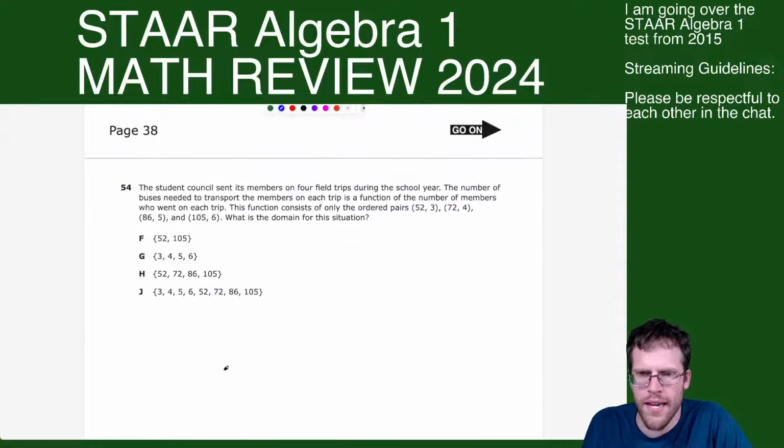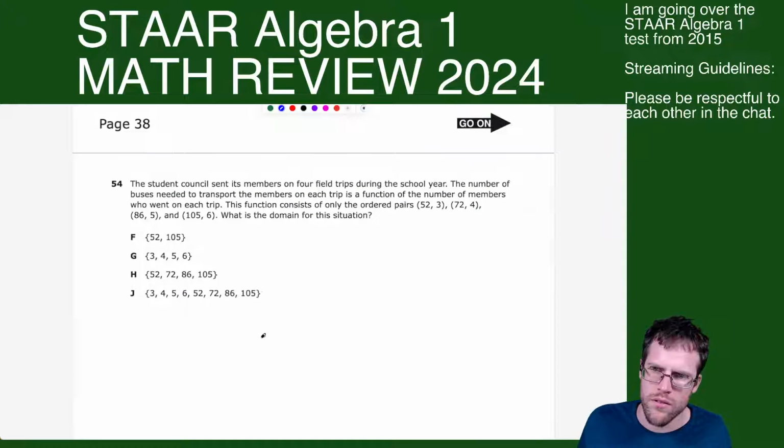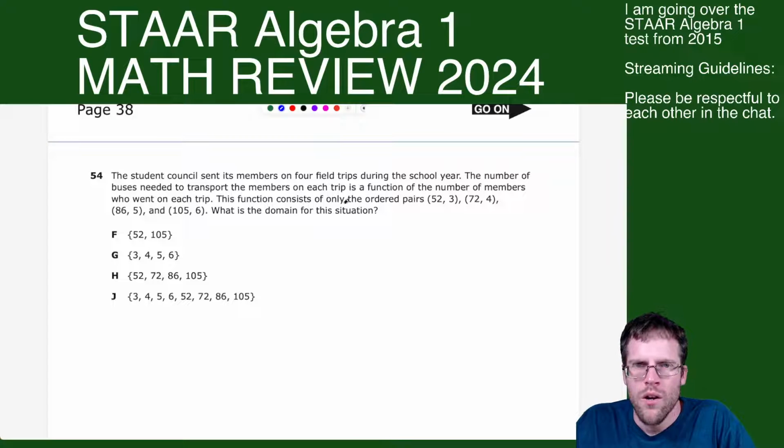All right, last one. Here we go. We made it somehow. All right, student council sent its members on 4 field trips during the school year. The number of buses needed to transport the members on each trip is a function of. So here's the independent variable.